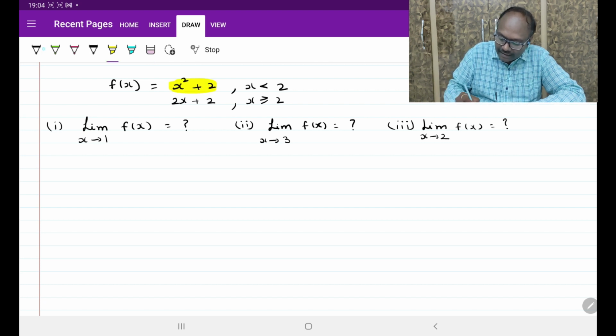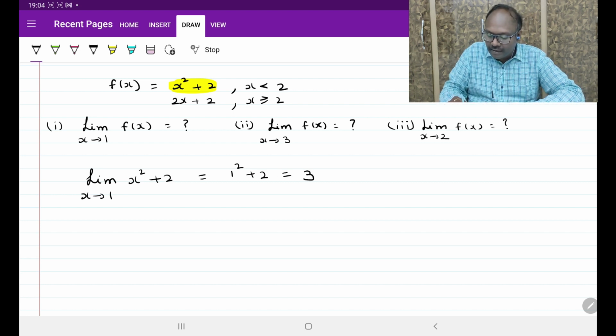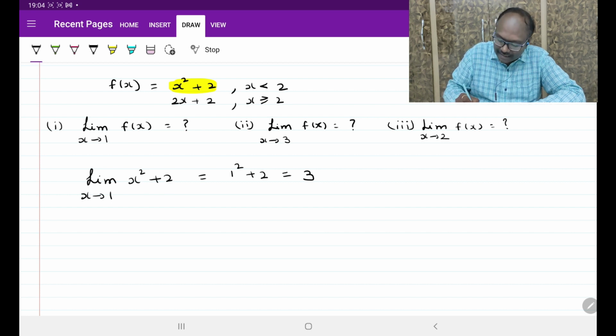So I can find limit x tends to 1. In place of f of x, I write x square plus 2. So this is equal to 1 square plus 2, that's equal to 3. So here there is no case of ambiguity. It's very clear that x is tending to 1, which means that x takes a value slightly more than 1 or less than 1, which means that the suitable function is x square plus 2. Now let us see the second case.